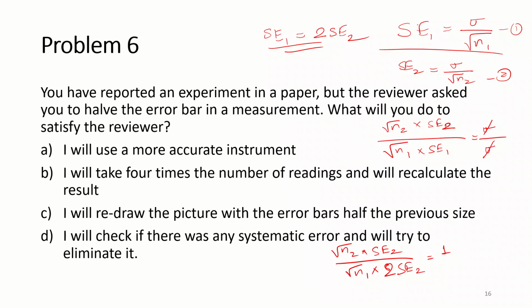We will see that SE2 and SE2 can cut, and root of n2 by n1 equals 2, or n2 by n1 should be 4. So we have to take 4 times the number of readings to get half the standard error. Yeah, it makes sense.